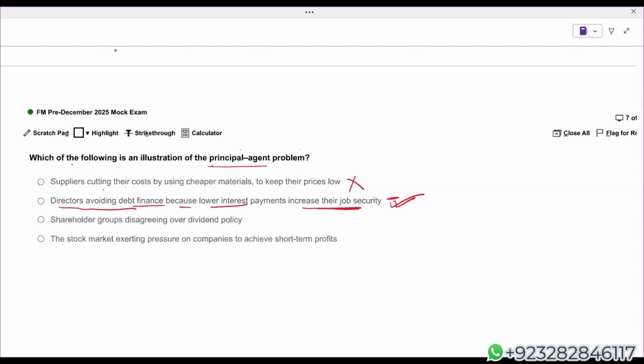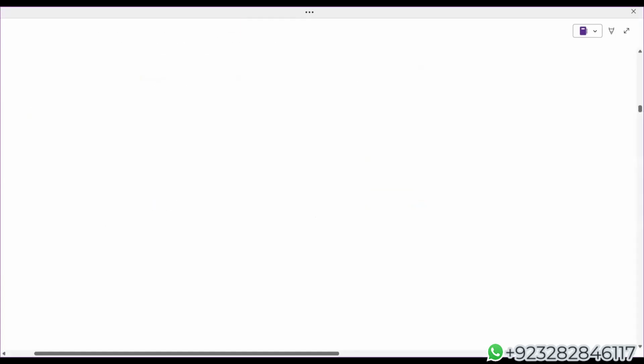Should a group disagree over dividend policy? That is not a principal agent problem. The stock market exerting pressure? No, no, no. The second one is the principal agent problem.